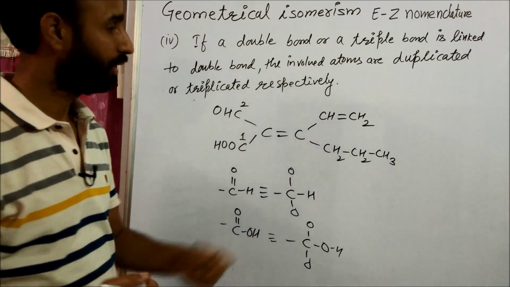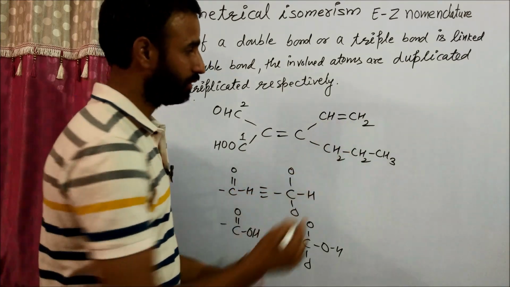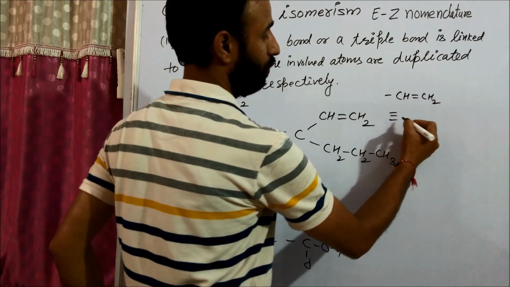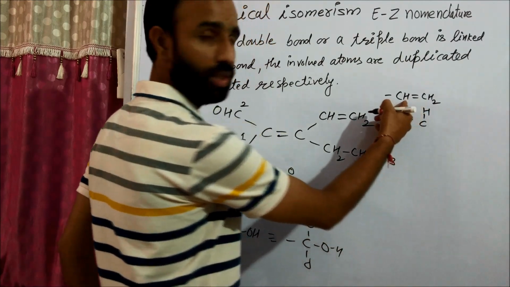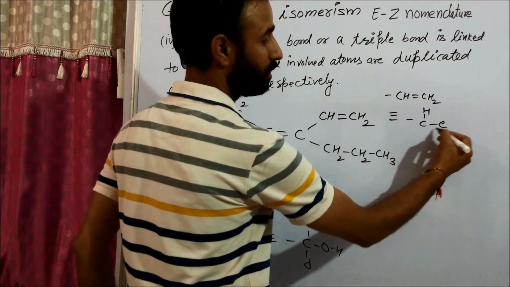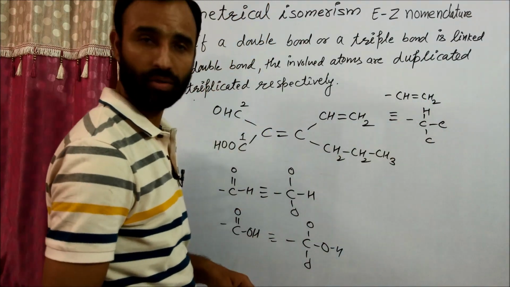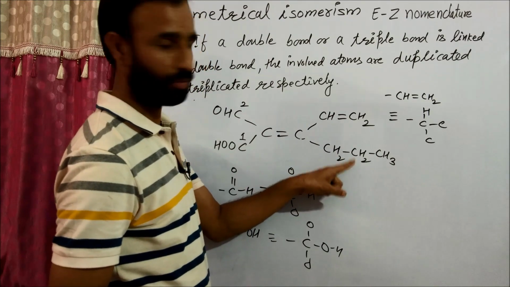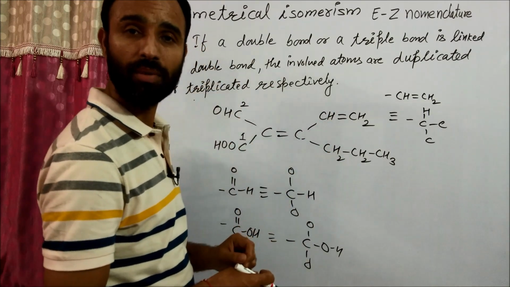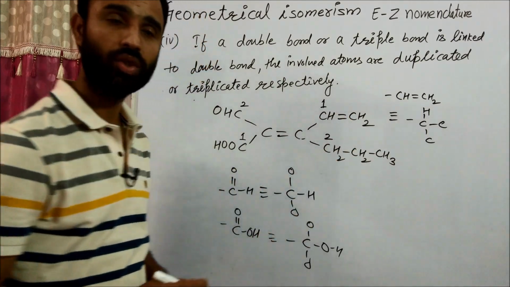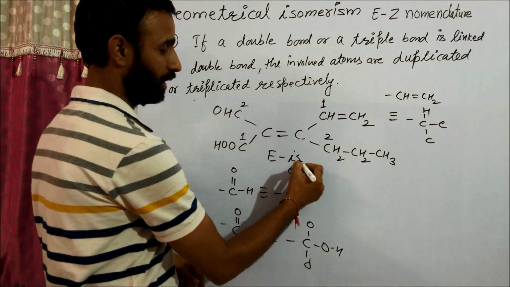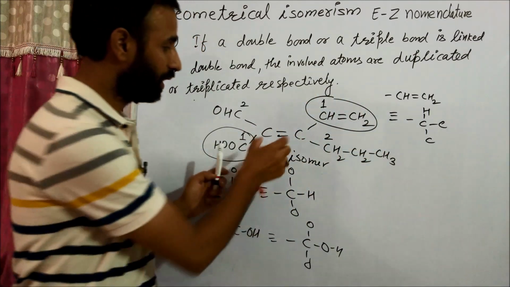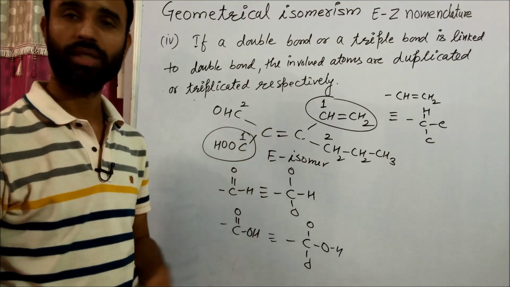Now what about this? This is a double bond. So this CH double bond CH2 is equivalent to this carbon attached to 1 hydrogen, and the double bond C means attached to 2 carbons and 1 hydrogen. But this carbon directly attached to the double bond system has 2 hydrogens and 1 carbon, while the other has 1 hydrogen and 2 carbons. So this is 1 and this one is 2. Entgegen means E isomer because higher priority groups are on the opposite side of the double bond system. So this is E isomer.